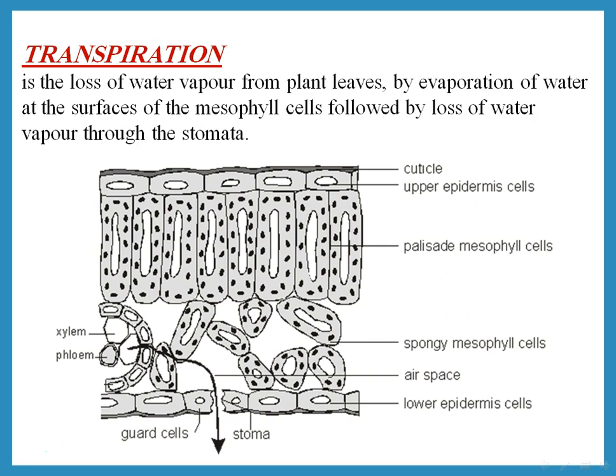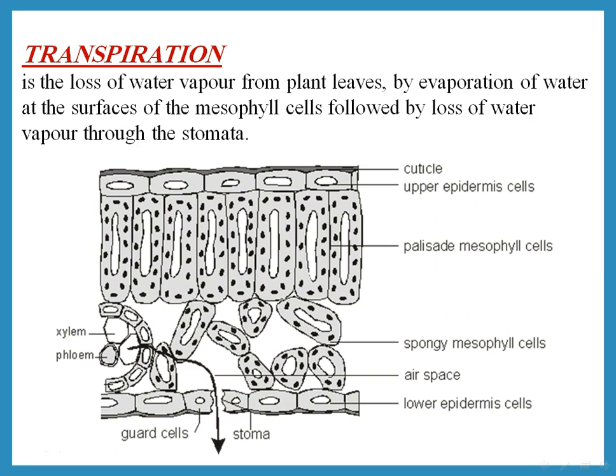Now the water will go from cell to cell until it reaches the spongy mesophyll cells and it evaporates from the surface of the mesophyll cells. That means it goes into the air space in the form of water vapor. And this water vapor then diffuses out through the hole called the stomata.